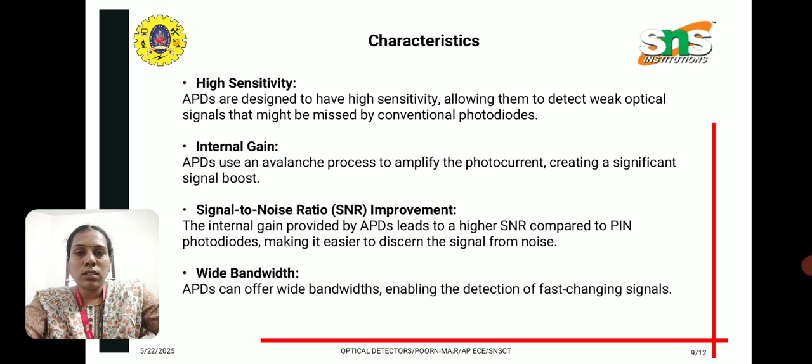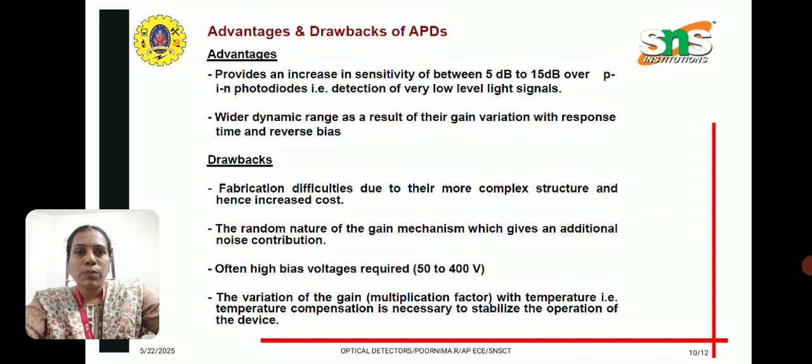Now let us list the characteristics of this avalanche photodiode. It provides high sensitivity, which means we can detect very weak optical signals from the fiber. It also provides high gain because of the avalanche process, and it produces a high signal to noise ratio compared to pin photodiodes. It also offers a wide bandwidth, and these are the advantages.